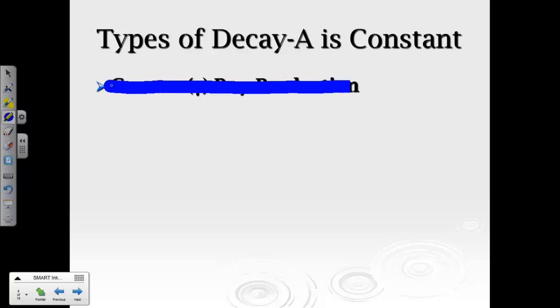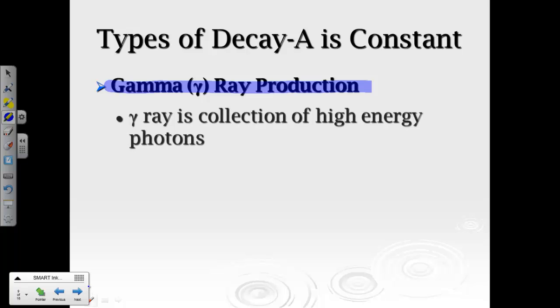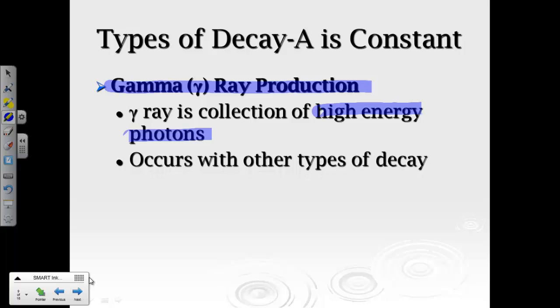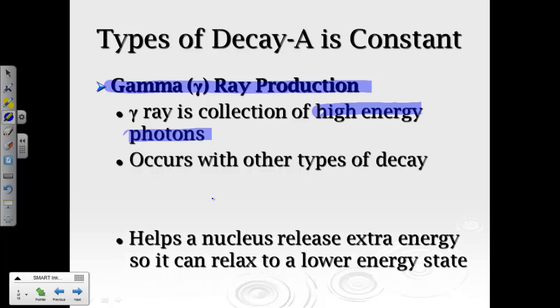Now, gamma ray production. We hear of gamma rays a lot of times in healthcare. Sometimes they're used for taking x-rays. They're very high energy electromagnetic radiation, and we'll cover this more in detail later. So a gamma ray is a collection of high energy photons. Now we haven't really talked about photons, and we're not going to spend a lot of time on them, but they don't really have a tangible mass, so you're going to see that the numbers make it easy. Gamma rays typically happen in accordance with other types of decay, and essentially it helps the nucleus release extra energy and go to a lower energy state.